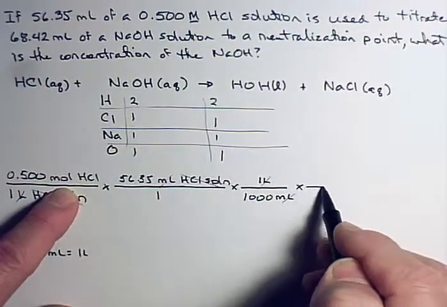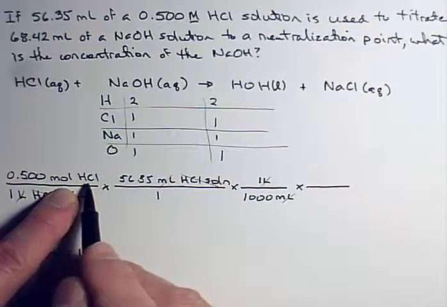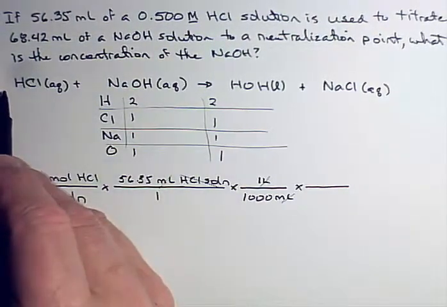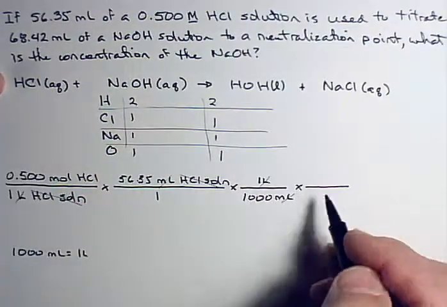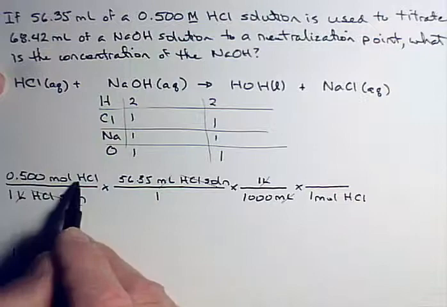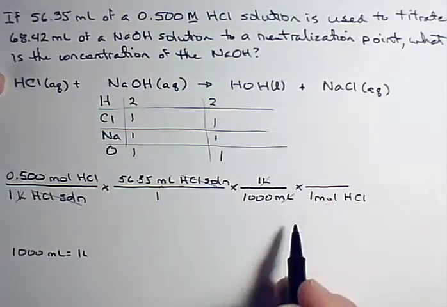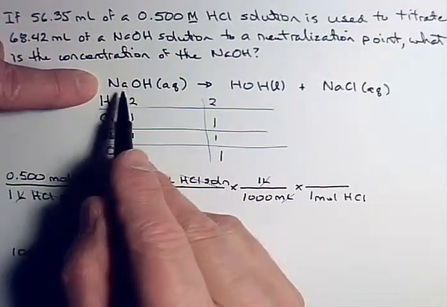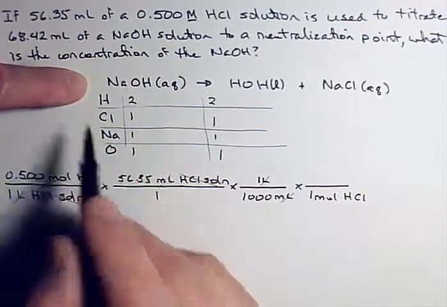So we need a molar ratio, and we're going to put moles of HCl from the balanced equation on the bottom. Since the coefficient here is an implied 1, we're going to put 1 mole of HCl on the bottom. That'll allow me to cancel moles of HCl because I got 1 on the top, 1 on the bottom. And I'm going to put the 1 mole of the other chemical we're interested in on the top because I have an implied 1 there.